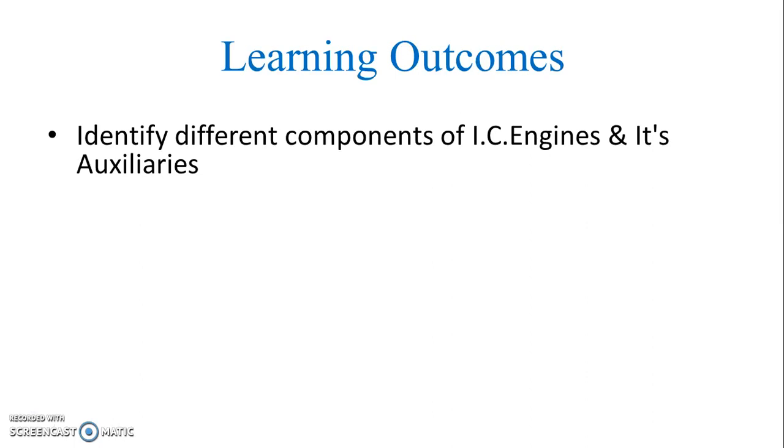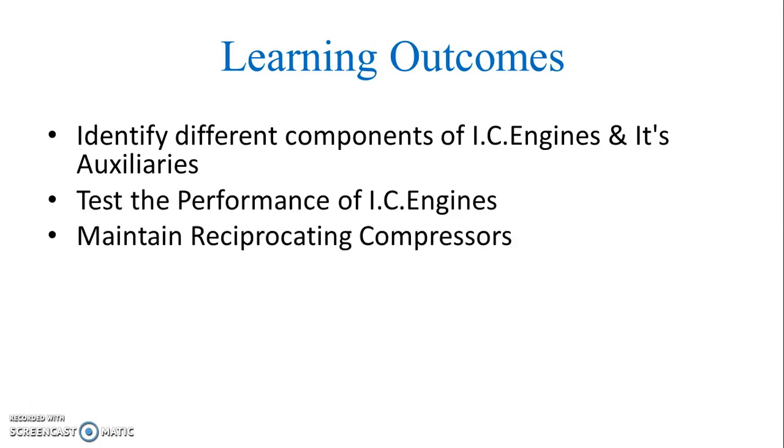So, learning outcomes. After studying this course, the student will identify different components of IC engine and its auxiliaries like piston, cylinder, crankcase, connecting rod, crankshaft, flywheel and other accessories. After studying Power Engineering and Refrigeration, the student will be able to test the performance of IC engines, meaning the students can calculate the indicated power, brake power, and frictional power. Also, the student will prepare the heat balance sheets.